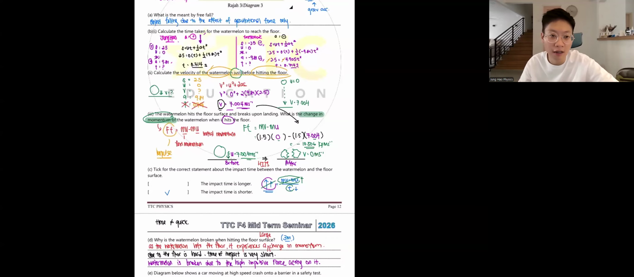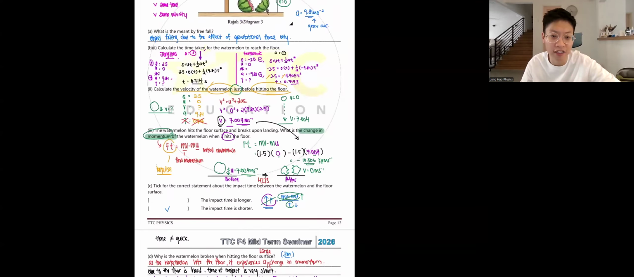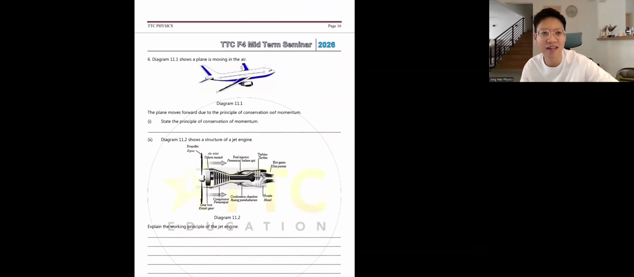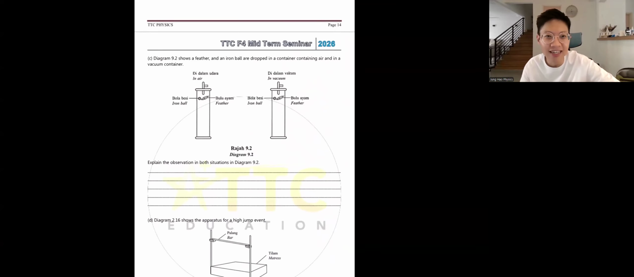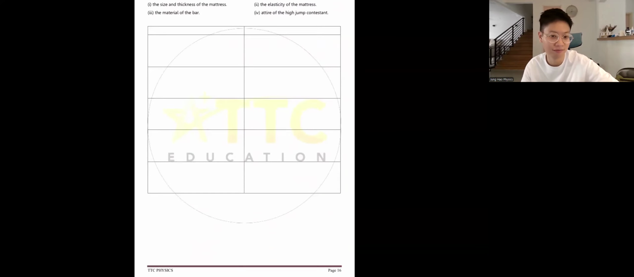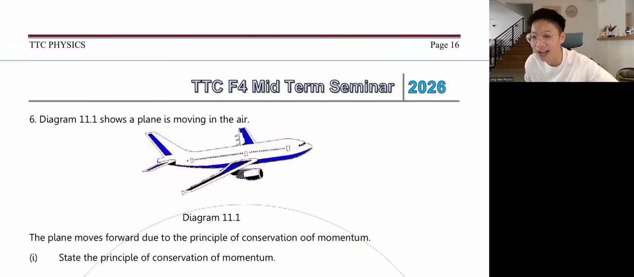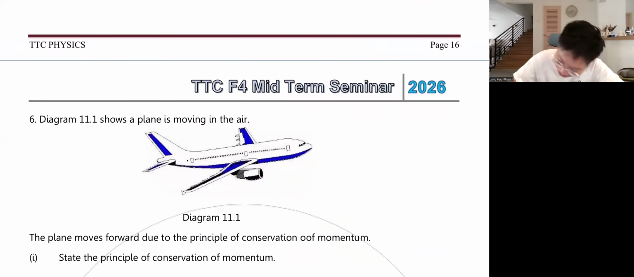So guys, this is considered easy. This is a structured question. After we talk about structured question, what should we talk about next? Okay, let's go and see page 17. Yes, we are going to talk about essay question.